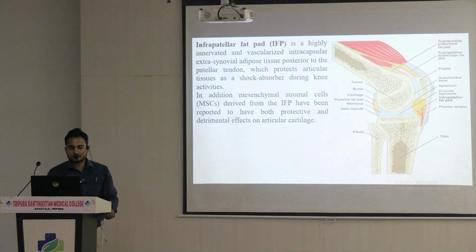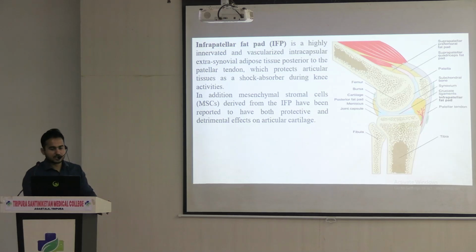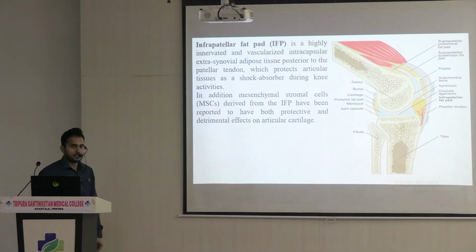Now, what exactly is this infrapatellar pad of fat? It is a highly vascularized intracapsular extrasynovial tissue which is situated posterior to the patellar tendon, and it protects the articular tissue as a shock absorber during the various knee activities. So whenever you are running, jumping, okay, it acts as a shock absorber.